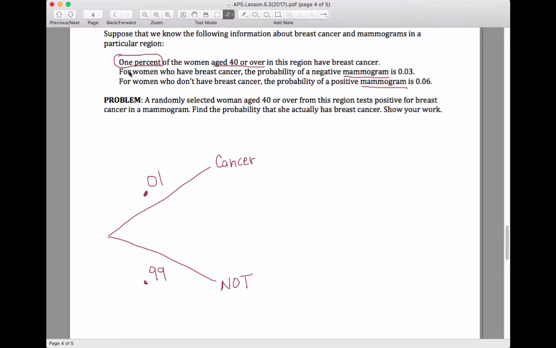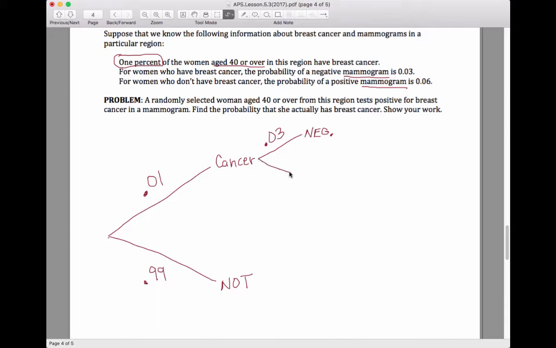And again, you can see how this is written as a conditional. For those that actually do have breast cancer, they have been able to see and calculate from past experience the probability of a negative mammogram. Now negative in doctor speak is actually a good thing. If your tests come back negative, that means you do not have the disease. So that's actually a good thing. So for women that actually do have breast cancer, this 1%, the probability that they get a negative result back is 3%.